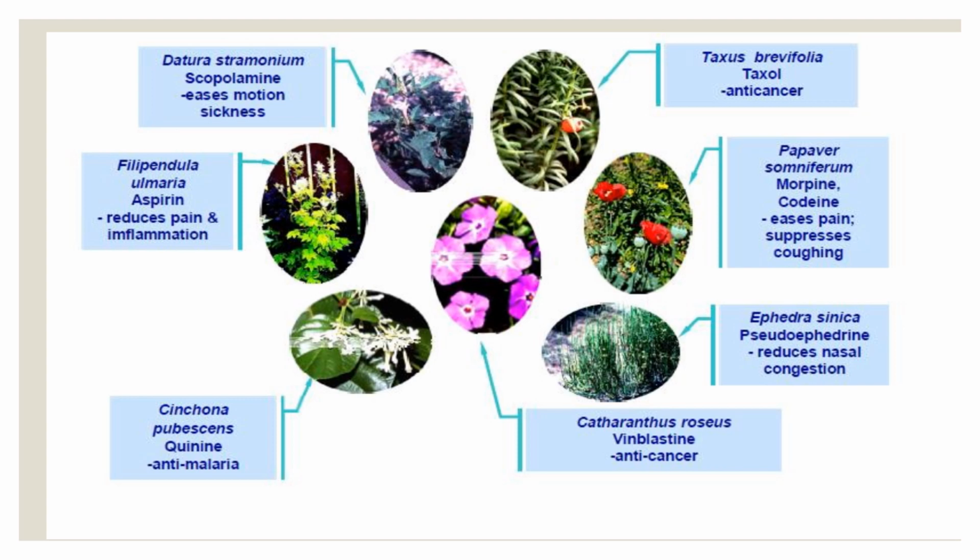Datura is used for easing motion sickness, cinchona for quinine, which is anti-malarial, Catharanthus roseus for vinblastine and vincristine, which are anti-cancer drugs, and ephedra is used as a nasal decongestant or asthma drug. Papaver somniferum is a source of morphine and codeine, used for pain, as well as Taxus brevifolia for Taxol, used for anti-cancer. So all these plants can be a source of medicine, and a source of secondary metabolites.